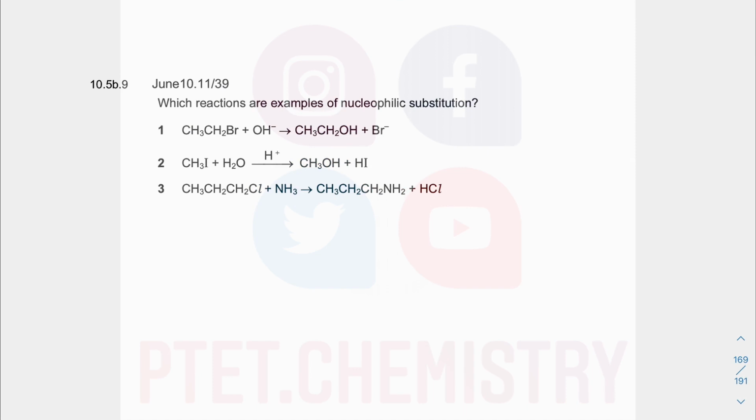Moving on to the next question. So we're looking for examples of nucleophilic substitution. So it could be SN1 or SN2. We don't care. We just want nucleophilic substitution. If I check option 2 first, what do I have here?